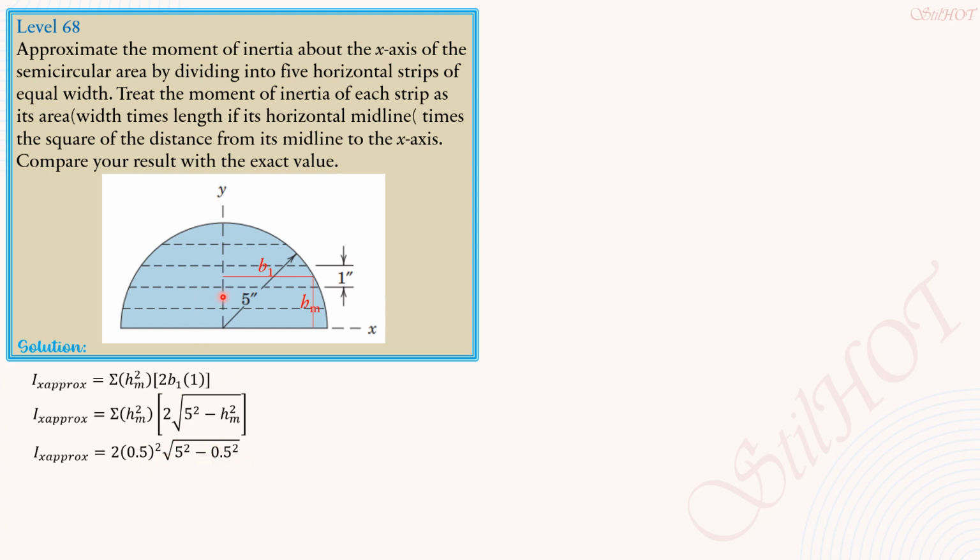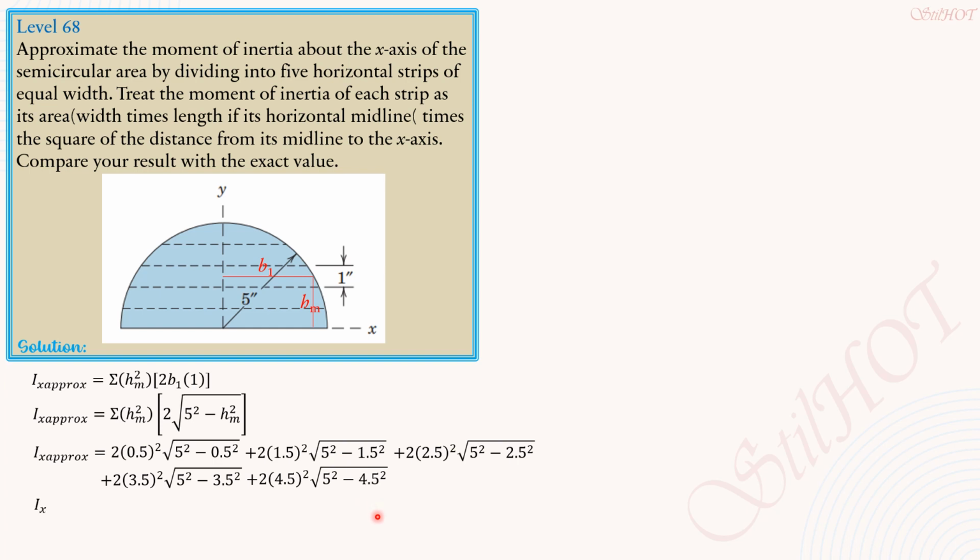Then plus, for this rectangle here, 2 times hm, which is 1.5 squared, square root of 5 squared minus 1.5 squared. For this midline here, for this rectangle here, the approximate moment of inertia is 2 times 2.5 squared, square root of 5 squared minus 2.5 squared. For this fourth rectangle, plus 2 times 3.5 squared, square root of 5 squared minus 3.5 squared. And for the last imaginary rectangle, 2 times 4.5 squared times square root of 5 squared minus 4.5 squared.